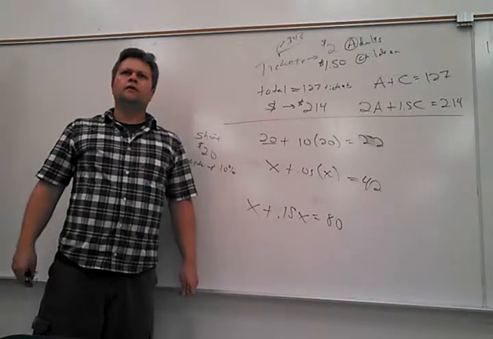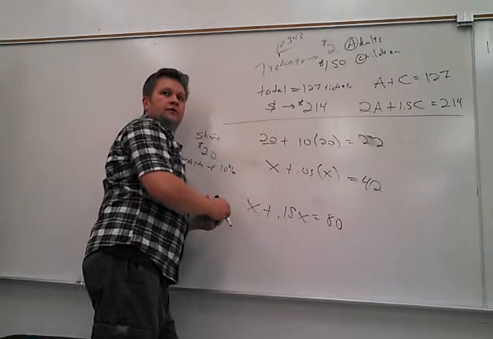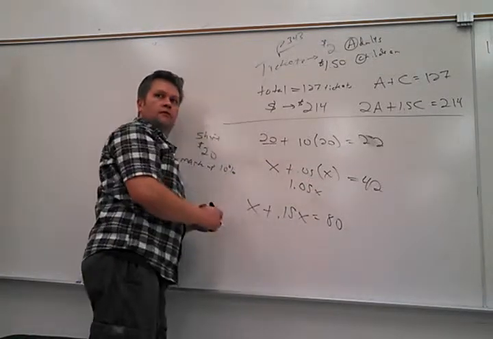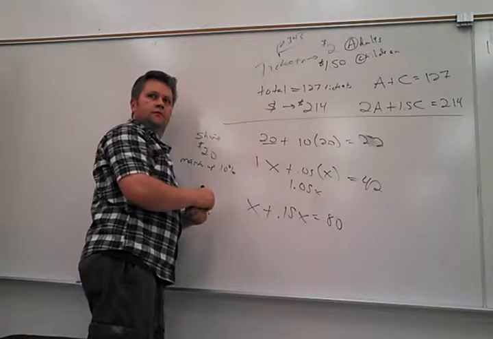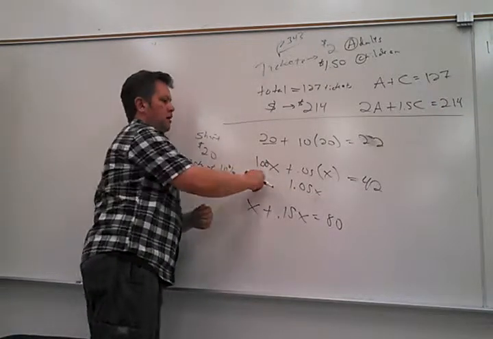So, where do you go from x plus 0.05x? What's a whole x plus 0.05x? 1.05x. Right? Isn't this 1x? Which is 1.00x if you want to. So it's like $1 plus 5 cents.